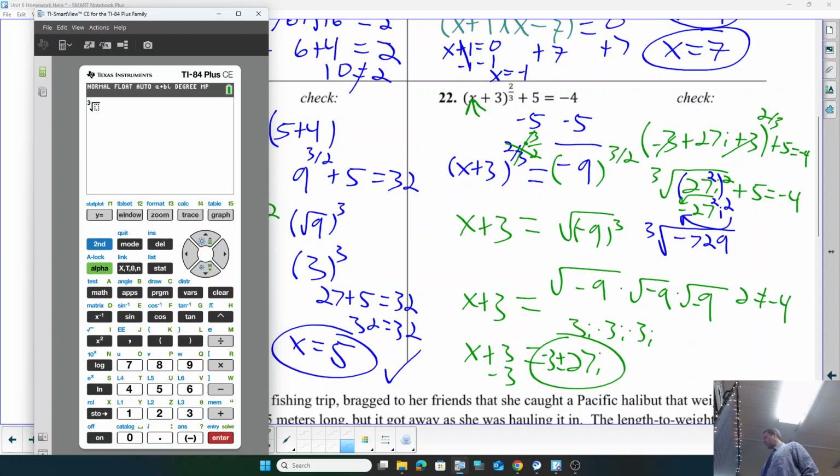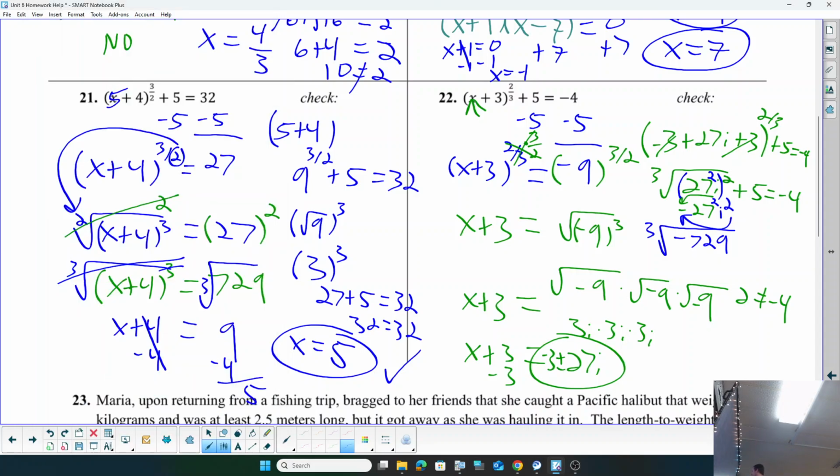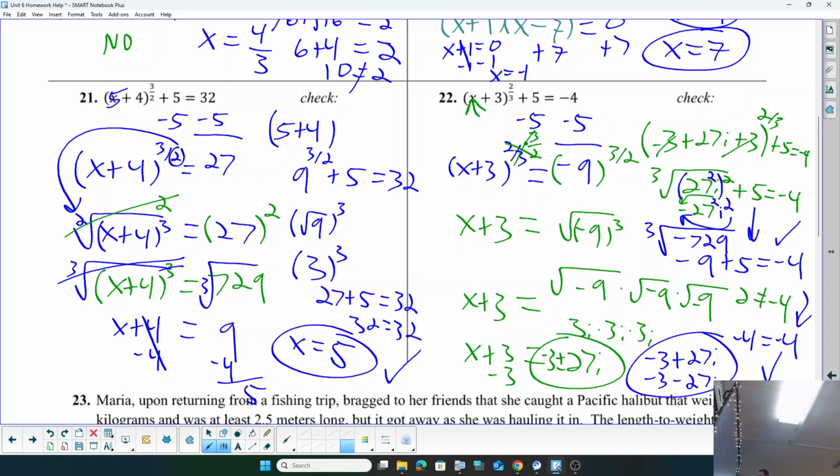So we do the cube root of negative 729, and we get negative 9. And so negative 9 now, plus 5 is negative 4. It works. So negative 4 equals negative 4. Right? It works. And if we plug in the positive one, the negative one, it also works. So we get negative 3 plus 27i, and we get negative 3 minus 27i as our two answers.